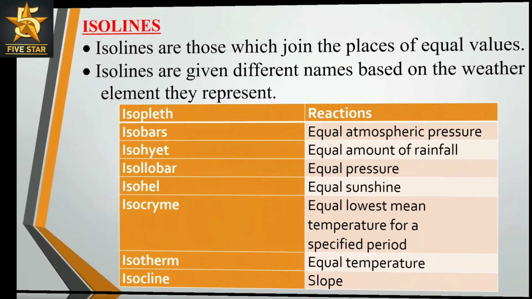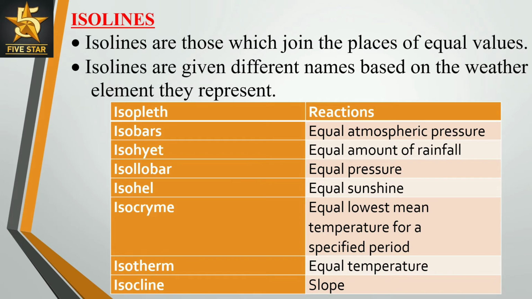Isolines. Isolines are those which join the places of equal values. Isolines are given different names based on the weather element they represent. Isohyet, equal amount of rainfall. Isobar, equal atmospheric pressure. Isohel, equal sunshine.